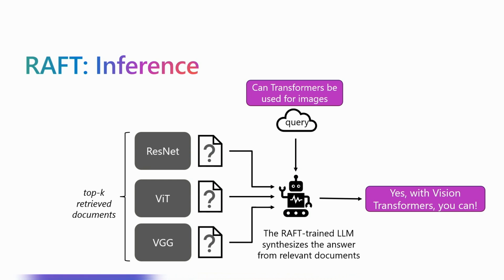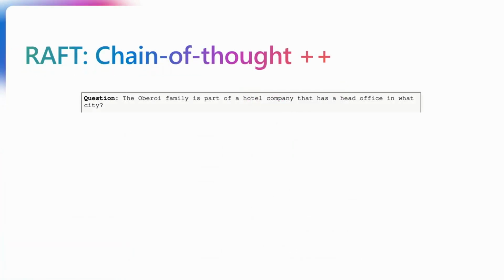Is this it? The answer is yes and no. At a high level, this is pretty much it. There's also a few interesting tricks that we do. One is how do you prepare the data set? Suppose there's a question: the Oberoi family is part of a hotel company that has a head office in which city? This is a very popular question from a popular data set called HotpotQA.